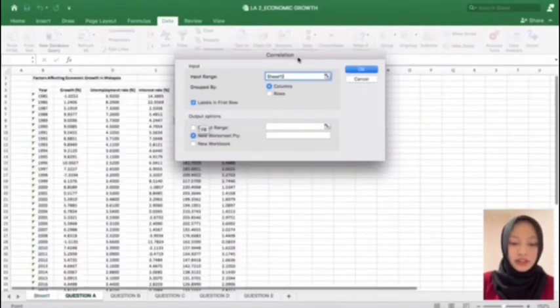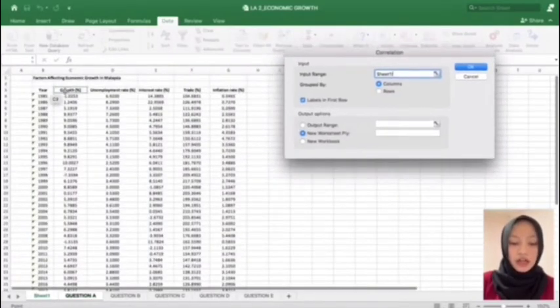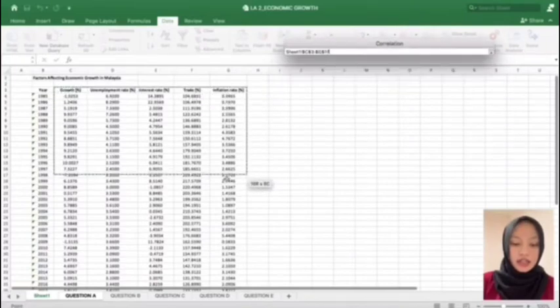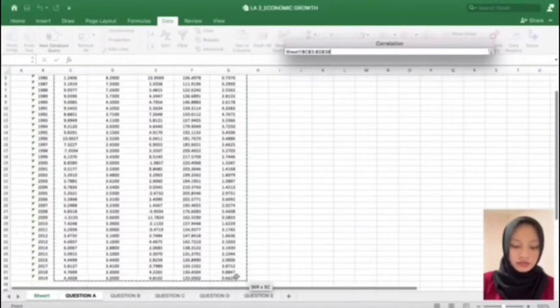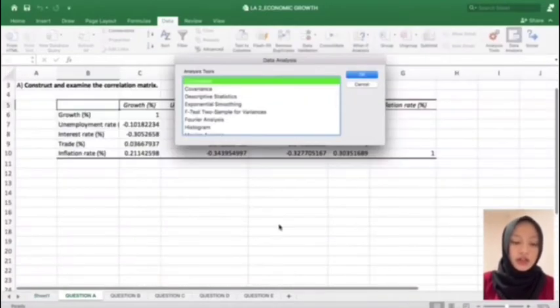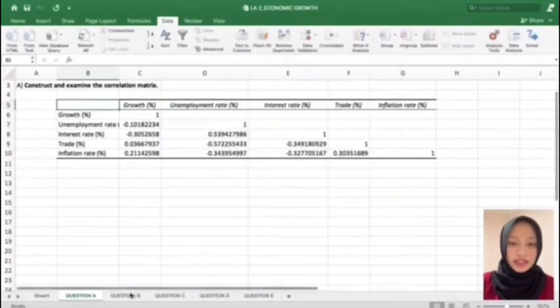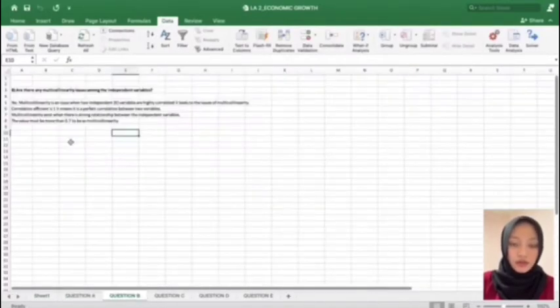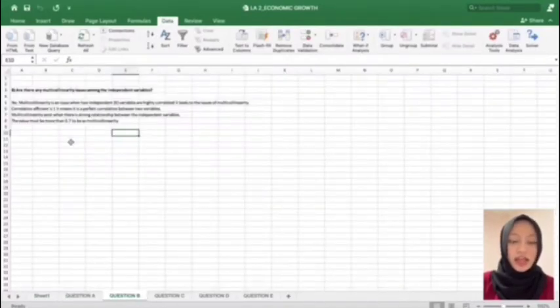and then for the input range, just drag growth, unemployment rate, interest rate, trade, and inflation rate. So you will obtain this data. For question B, are there any multicollinearity issues among the independent variables? So my answer is no.